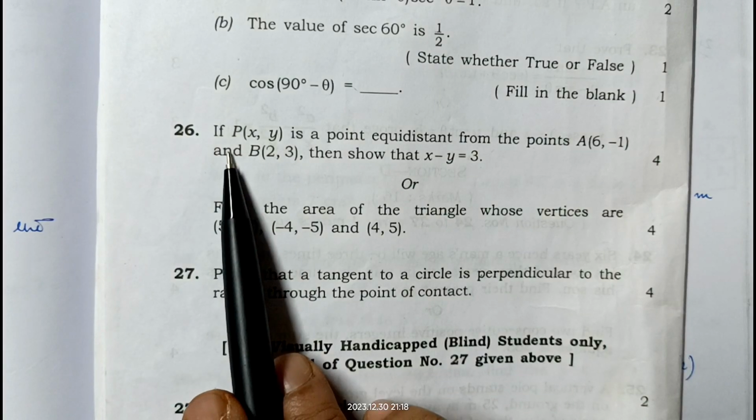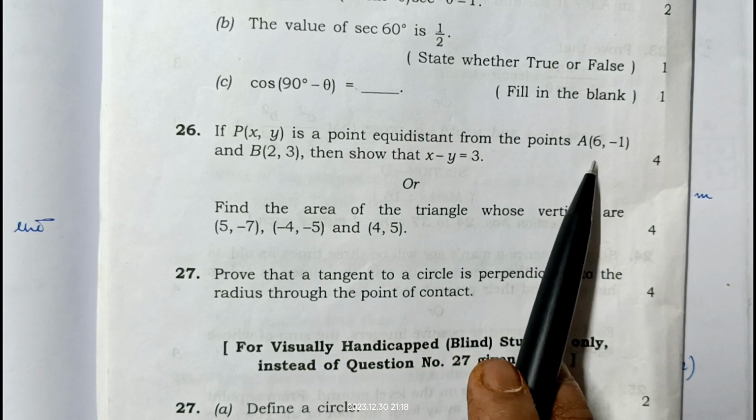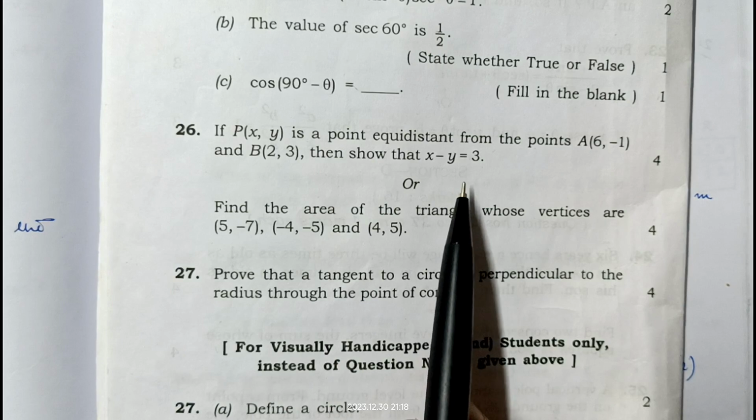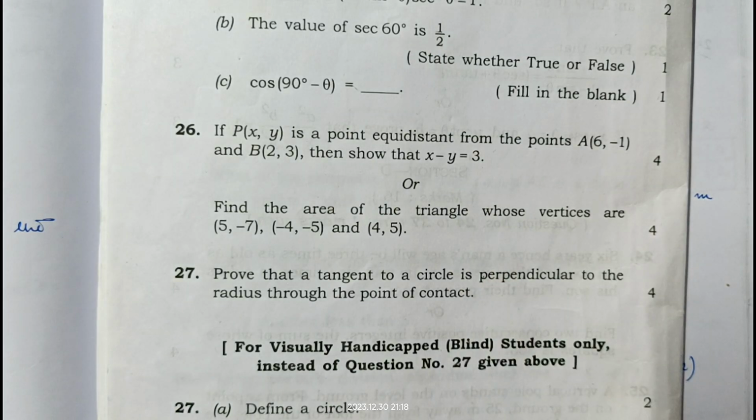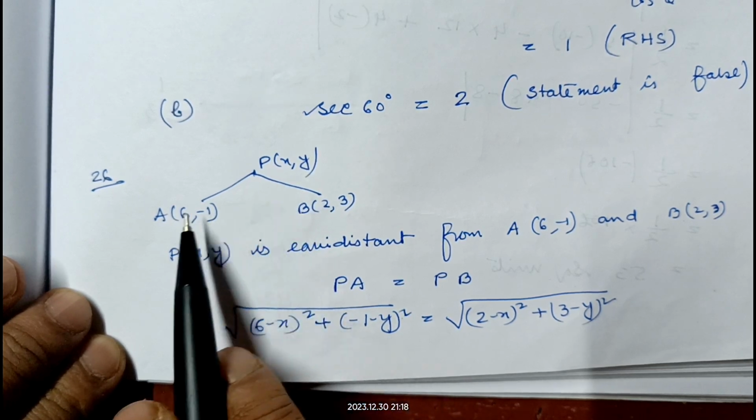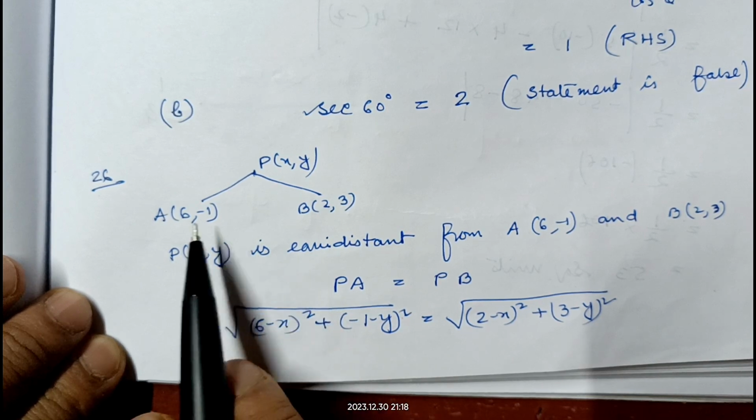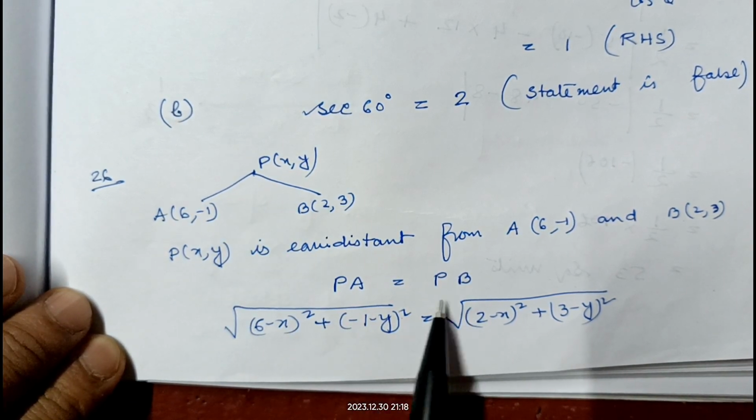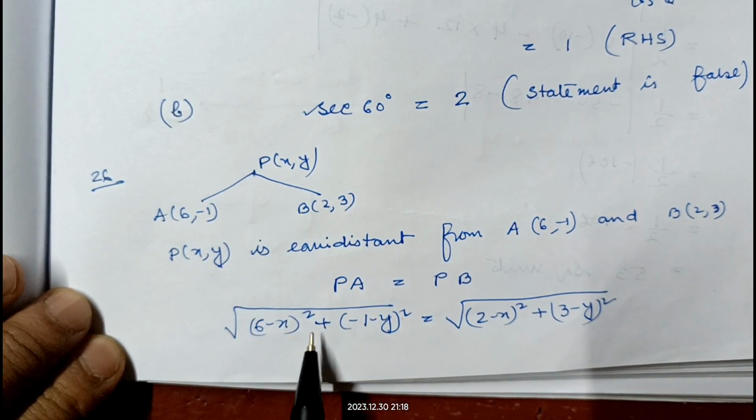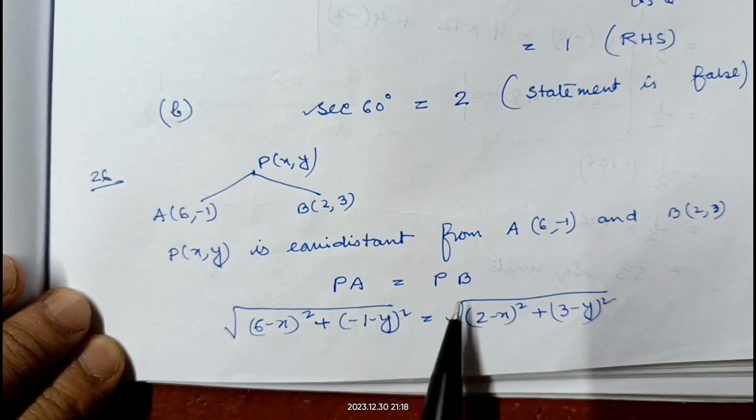Here, the question is: if P(x, y) is a point equidistant from the points A(6, minus 1) and B(2, 3), then show that x minus y equals 3. Here as given, P(x, y) is equidistant from A(6, minus 1) and B(2, 3). So PA must be equal to PB. If we apply the distance formula, PA will be root over (6 minus x) whole square plus (minus 1 minus y) whole square, equals PB.